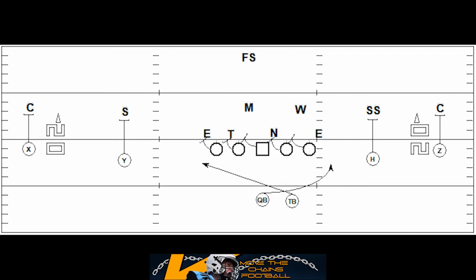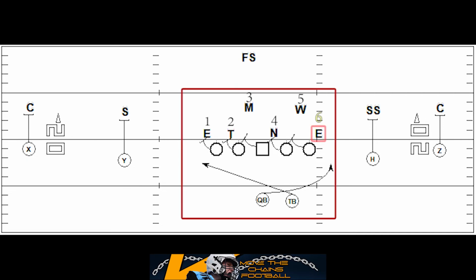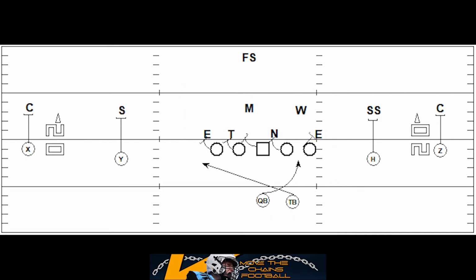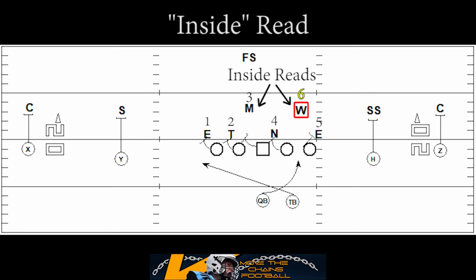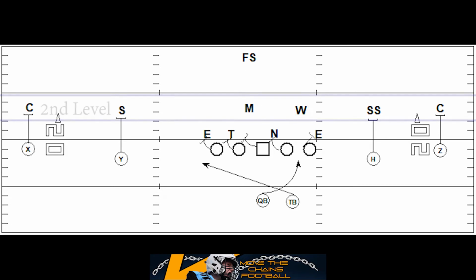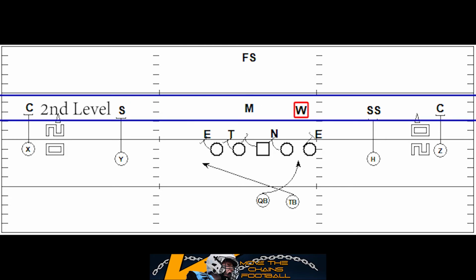In the last video on first level reads, I discussed the rule of blocking 5 and reading 6. On inside second level reads, we can still block 5 and read 6. So in this diagram, we're still able to block 5 and read 6 because it's an inside second level read. Additionally, even though we're reading the second level of the defense, the read man is always going to be on the same side that the running back starts on, unless the run play is inverted.